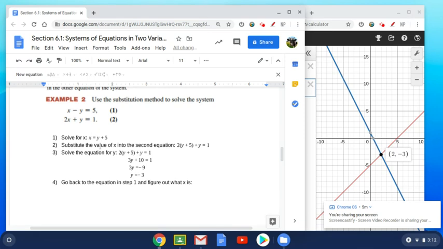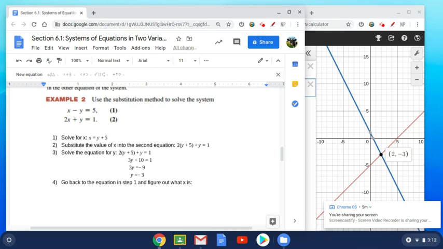Well, here's what I've just said. X is the same thing as y plus 5. Well, then what can I do with that? That means in the second equation, instead of writing 2x plus y, I can replace x with y plus 5 and write it that way. So what I'm saying there is 2 times x plus y equals 1, but that also means that 2 times y plus 5 plus y equals 1. Those are the same thing.